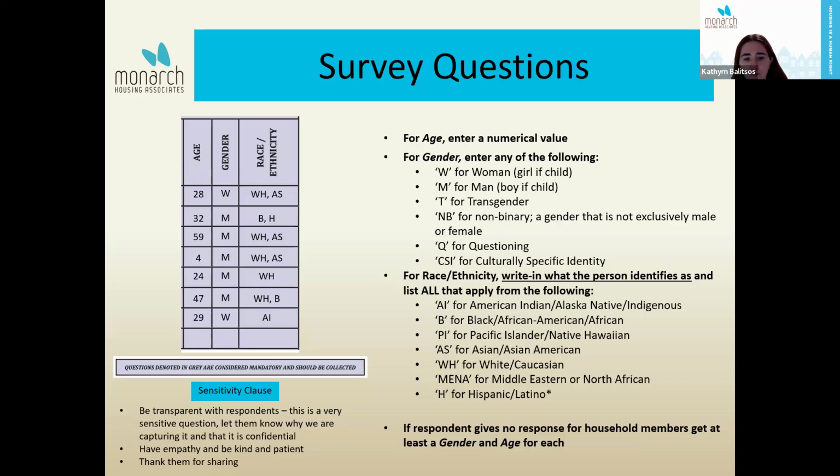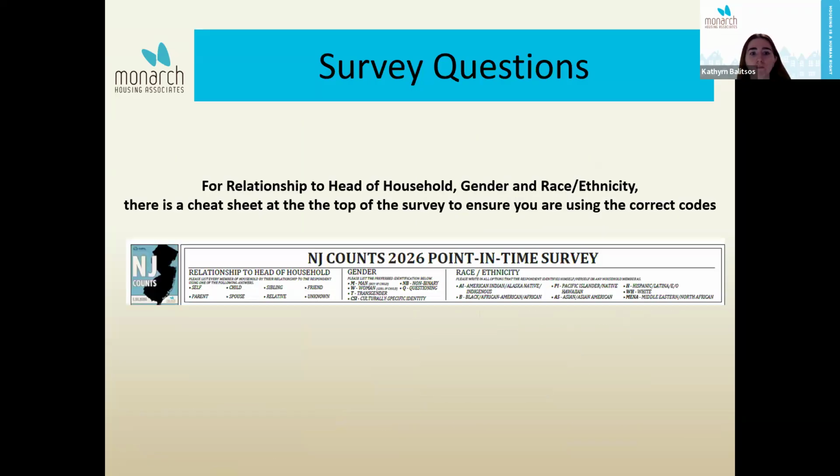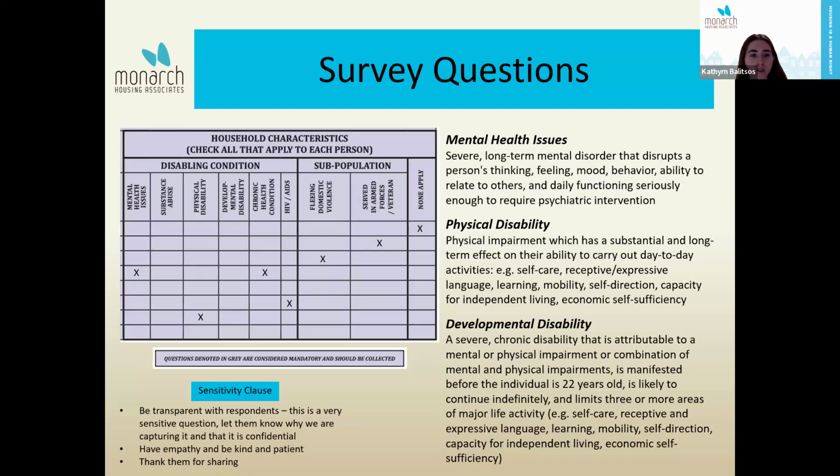If a respondent gives no response for household members, you want to try to get at least age and gender as much as possible. And you always want to thank people for sharing this information. There will also be a little guide at the top of the survey for how to fill in those initials, so you're using the correct codes. Okay, so back to more survey questions.